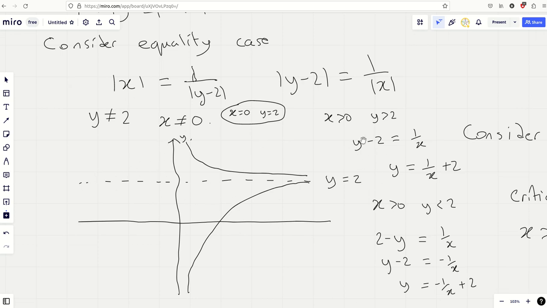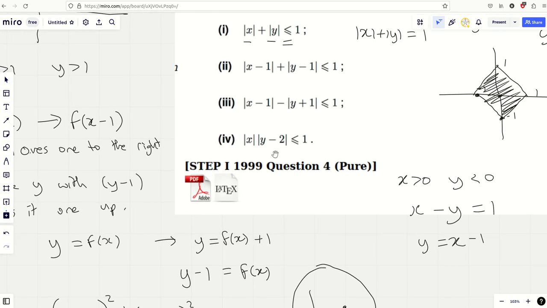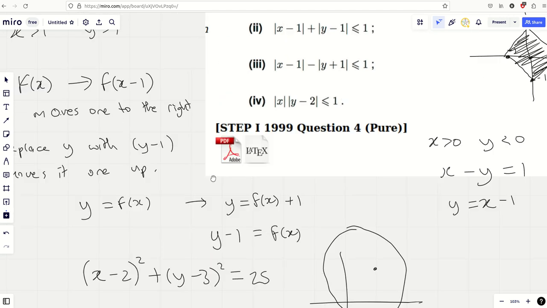But you absolutely can do now x is less than 0, y is greater than 2, and x is less than 0, y is less than 2. And you will work out that you'll get exactly the same curves on this side and this side, yeah? Now at the very end, what are we actually finding here? We're finding the region where the product of these two values is less than or equal to 1.